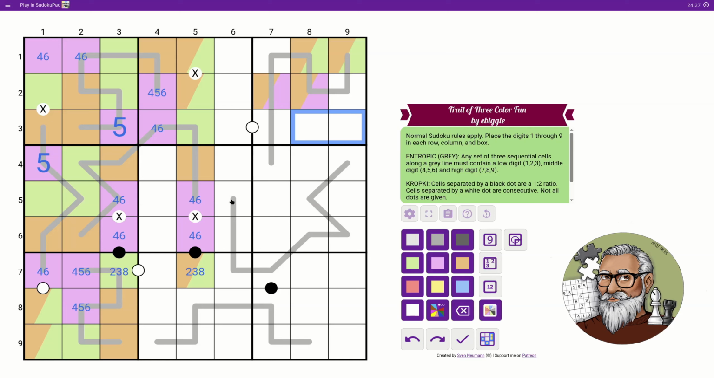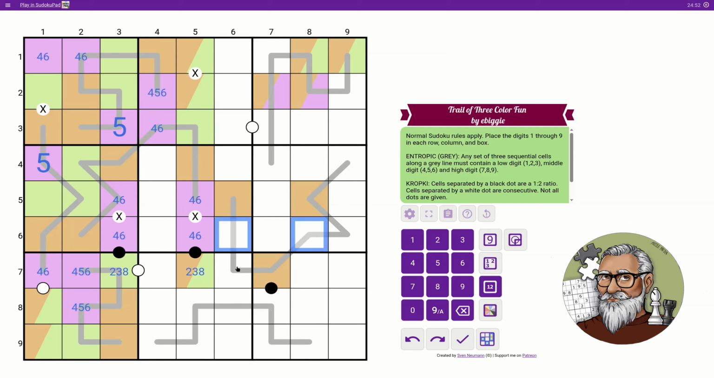Are these the same color? Please tell me these are the same color. They are the same color, right? 1, 2, 3, 1, 2. They are. So they're not pink and they're not green. These are orange. That helps somehow.